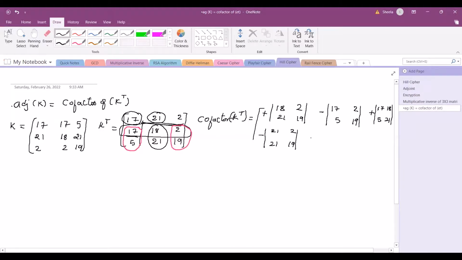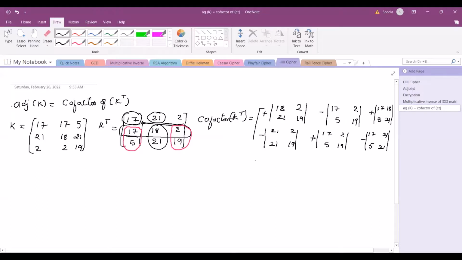And similarly, second row, second column means I will get a positive sign. Here, skipping the second row, second column, I will get the elements 17, 2, 5 and 19. And again, second row, third column means minus 1 to the power of 5. So we have to skip the second row, third column. The elements are 17, 21, 5, 21.